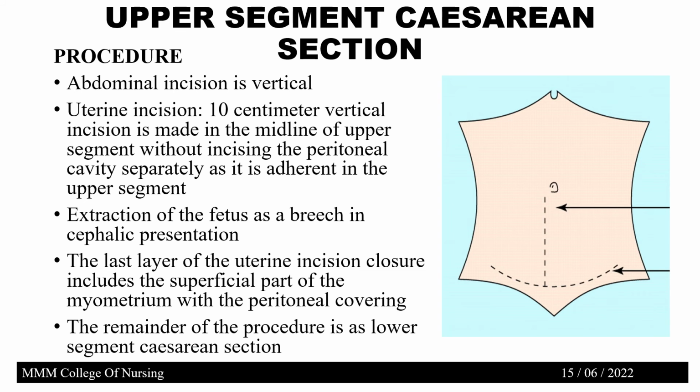So the uterine incision is 10 centimeters. A vertical incision is made in the midline of the upper segment without incising the peritoneal cavity separately, as it is adherent in the upper segment. Extraction of the fetus is as a breech or in cephalic presentation. The last layer of the uterine incision closure includes the superficial part of the myometrium with peritoneal covering. The remainder of the procedure is as in a lower segment cesarean section.